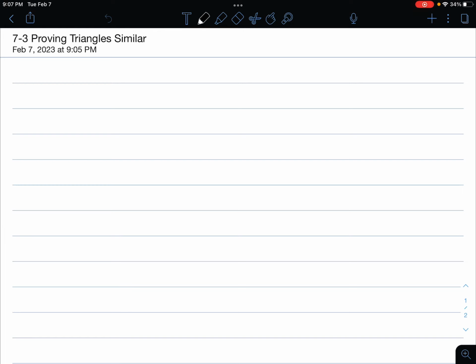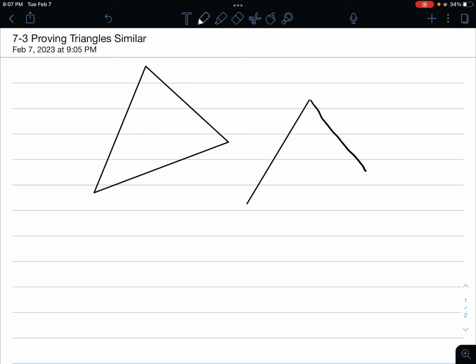Today, you guys are going to learn about the 3 criteria to prove that triangles are similar. Now, we did something like this with triangles with congruence, but now we're talking about something completely different because obviously we're not trying to show that 2 triangles are the same size. We wanted to show that 2 triangles are proportional to each other.